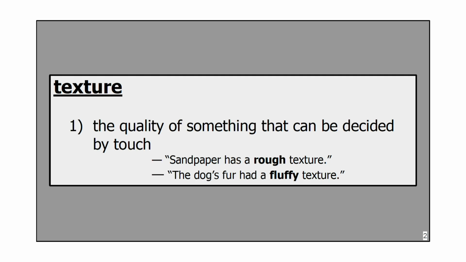While most sandpaper feels rough, not all dogs have fluffy fur. Some dogs have prickly fur. Other dogs have lumpy fur. But the quality of the dog's fur in this sentence is fluffy. Once we experience the tactile quality of something, we can expect things that look similar to feel the same way.